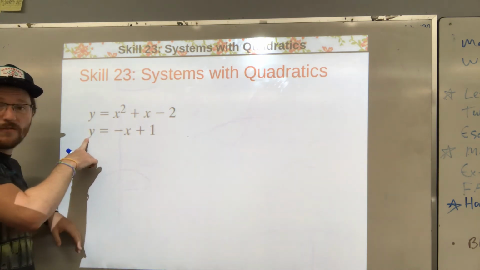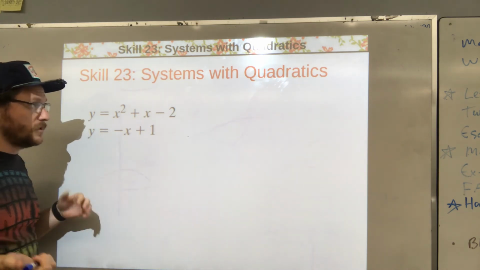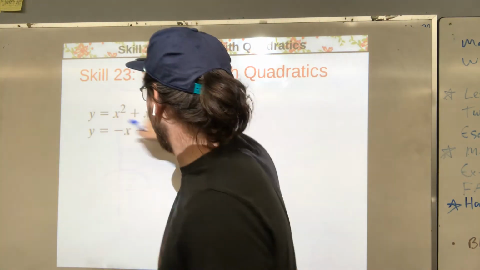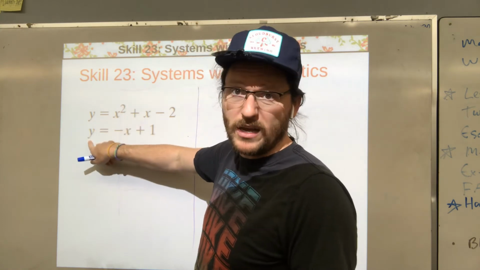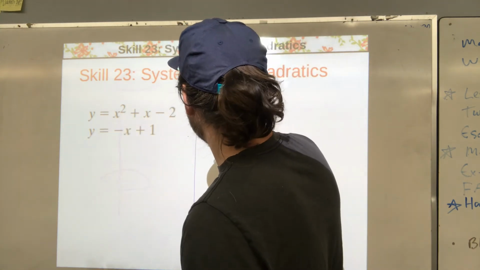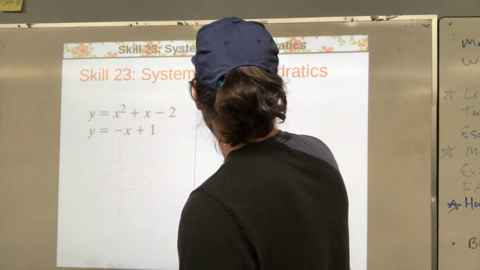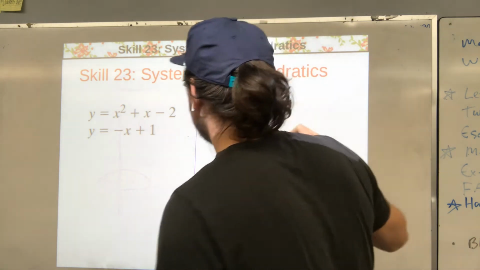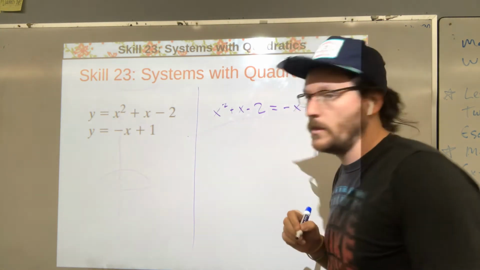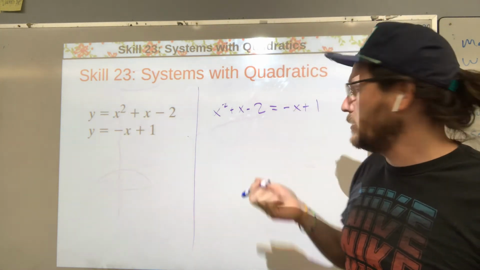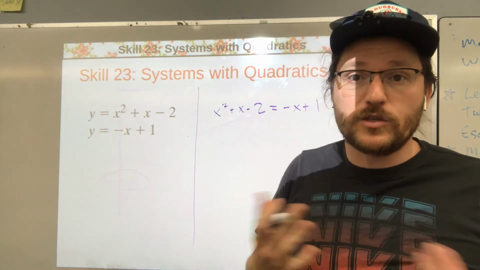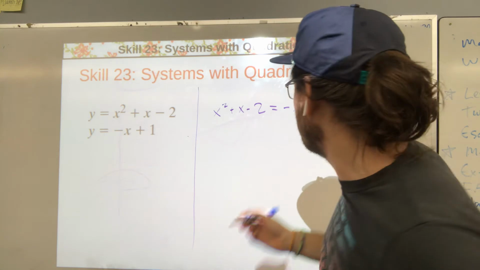These ones are both solved for y, so I'm just going to go ahead and set them equal to each other. We know that all this stuff equals y, so I can plug it in on the other equation where y is, and what I'm going to end up with is x squared plus x minus 2 equals, and then on the other one I've got -x plus 1. Honestly, that might be the hardest step. The rest of this is going to solve just like a lot of the math we were doing in skill 16.